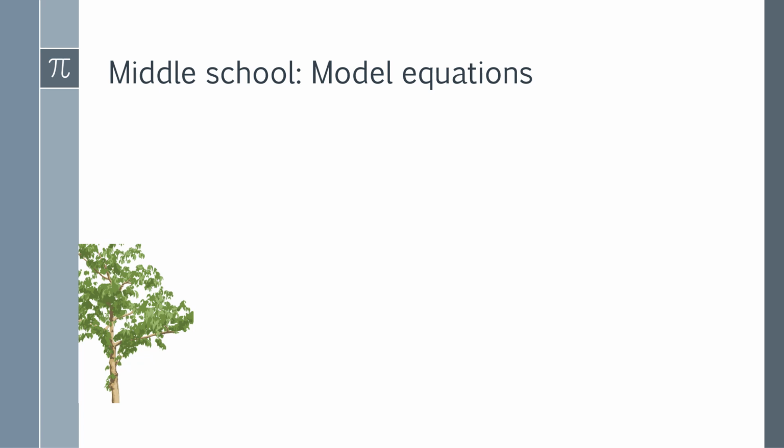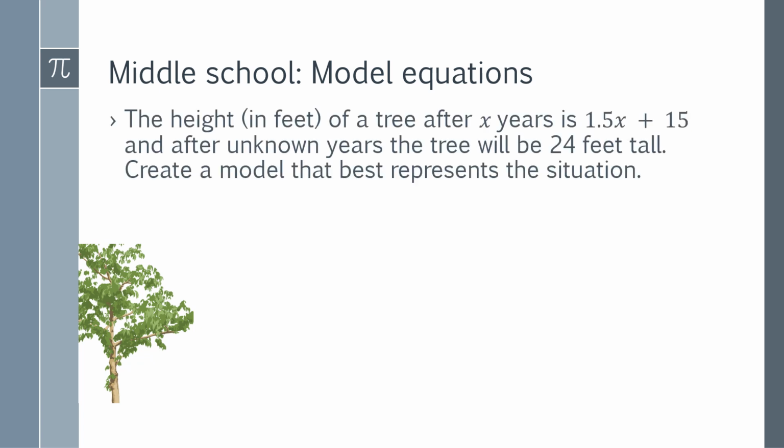So you are given a situation that looks like this. The height in feet of a tree after x years is 1.5x plus 15, and after unknown years, the tree is 24 feet tall. We have to create a model that best represents the situation. Well, we got most of the model. The only thing we're missing is what it should equal to. And when we look at this, it's just 24.